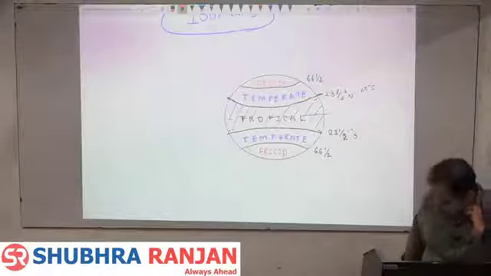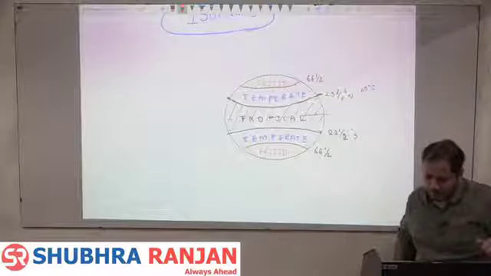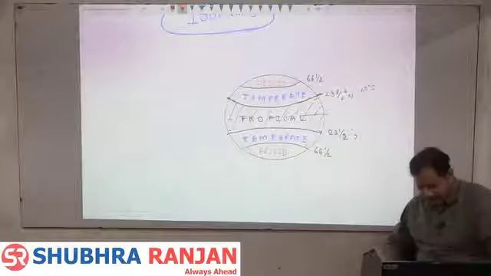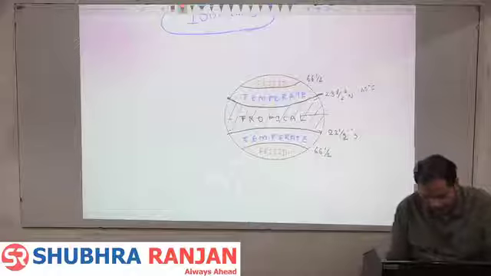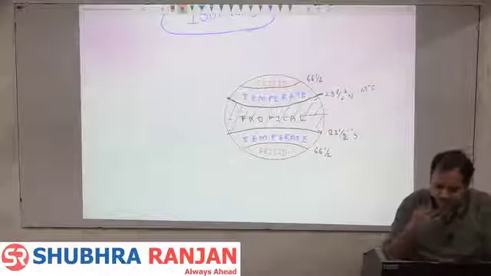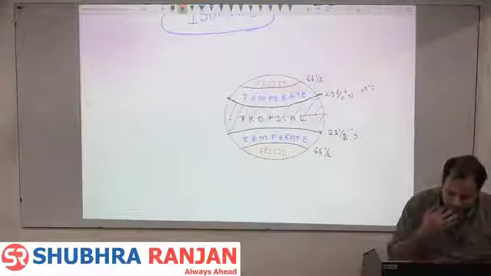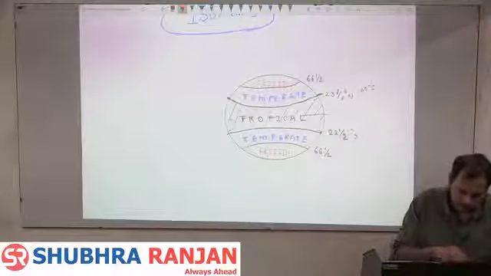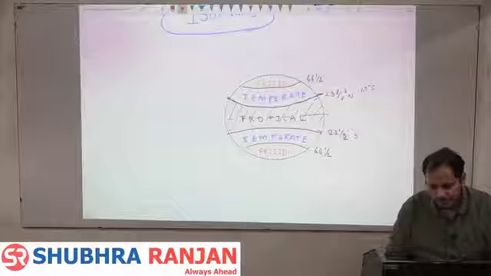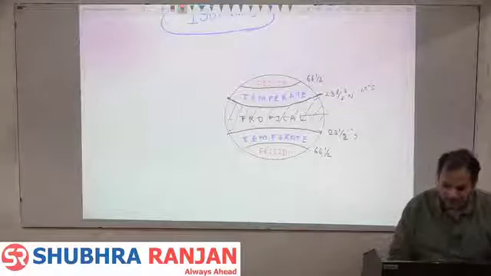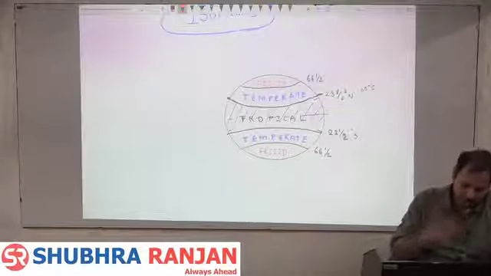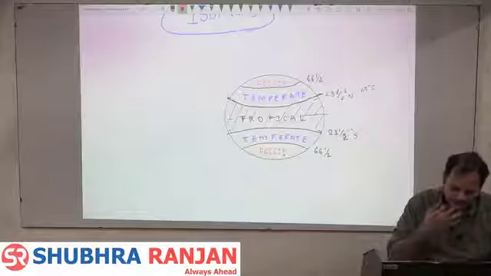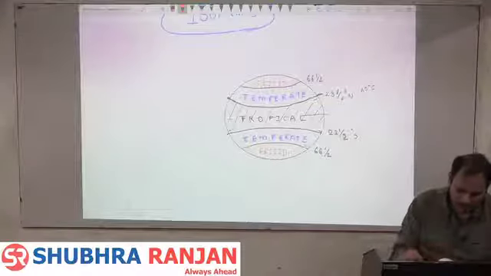And lastly, the frigid zone, beyond 66 degree latitudes polewards, where the temperature is always below 10 degrees Celsius.